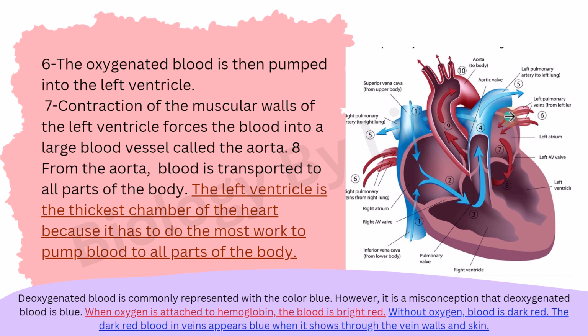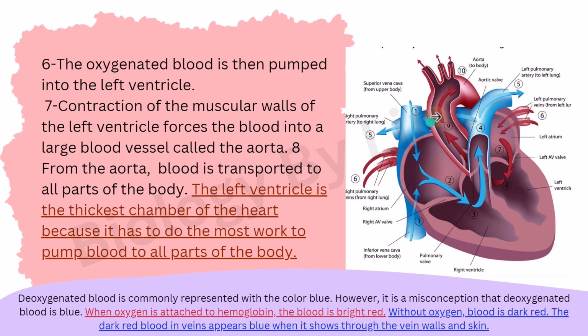Now we have oxygenated blood in this left atrium. It goes down through the mitral valve, or the bicuspid valve, into the left ventricle. By the contraction of the muscular wall of the left ventricle, it forces the blood through the valve named the aortic valve into the largest blood vessel, which is named the aorta. Blood is transported through the aorta to all parts of the body.